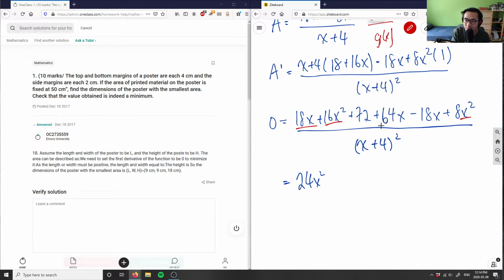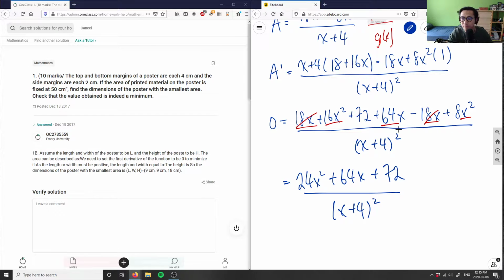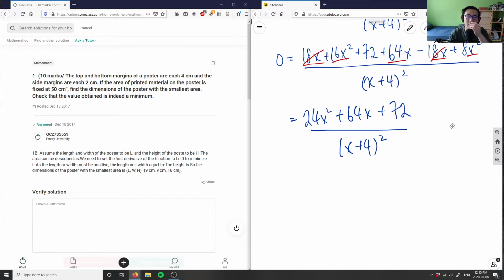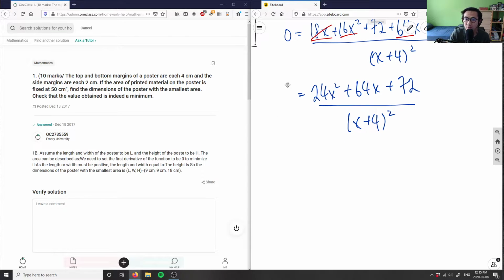What other terms do I have here? I have 18x, 64x, and minus 18x, right? So I'm going to say 18 plus 64 minus 18 here, which is simply just 64, obviously, because these two guys cancel out. So I'm going to have plus 64x. And then all I'm left with here is this 72, right? Plus 72 here. And this is still all over x plus 4 squared here. And this here I can set to 0, and this is obviously set to 0.